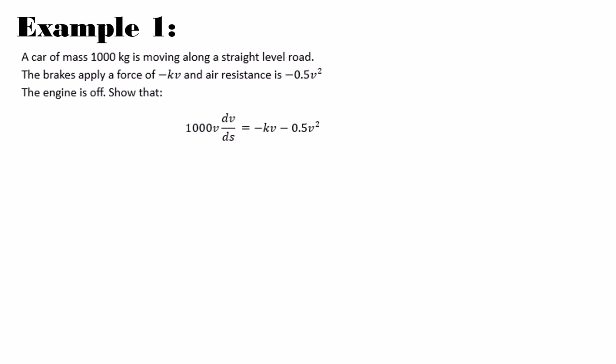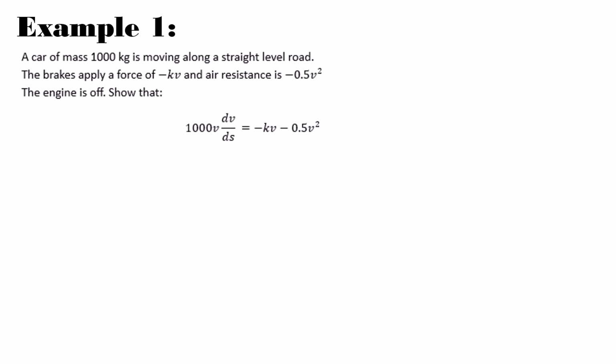So question 1: a car of mass 1000 kg is moving along a straight level road. The brakes are applied at a force of minus kV and air resistance is minus 0.5 v squared. The engine is off. Show that this differential equation is correct.